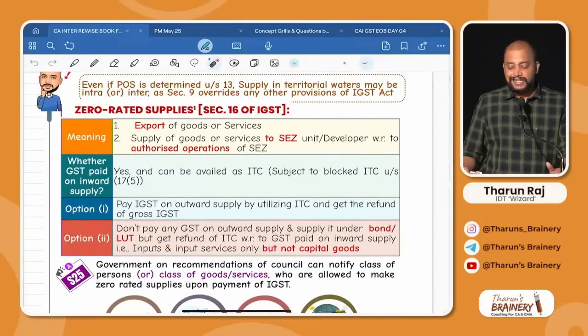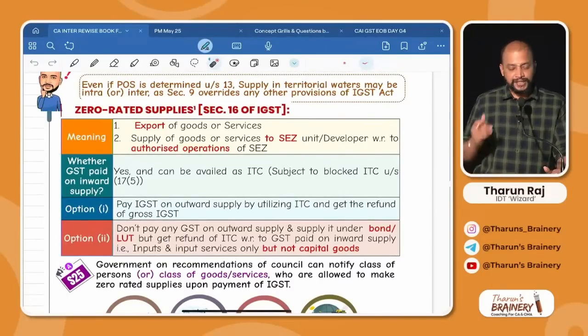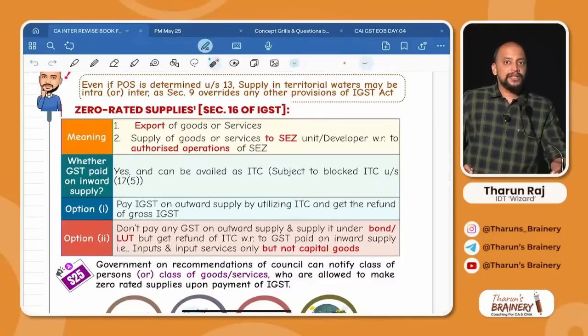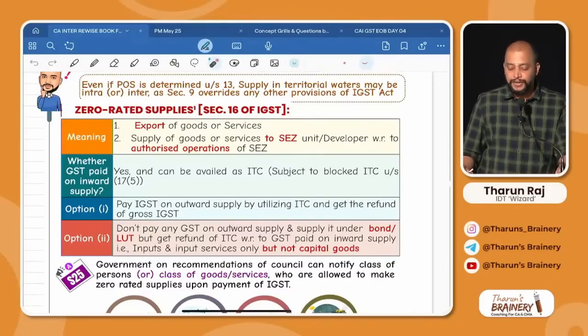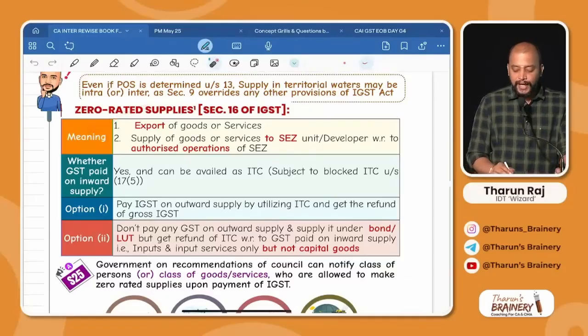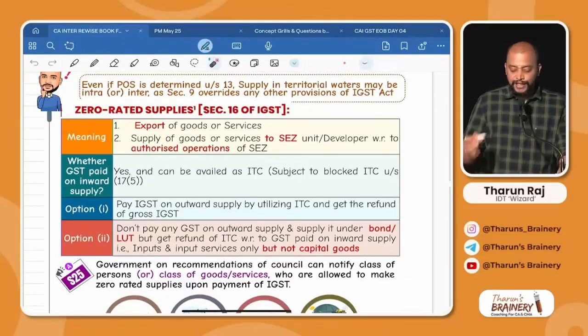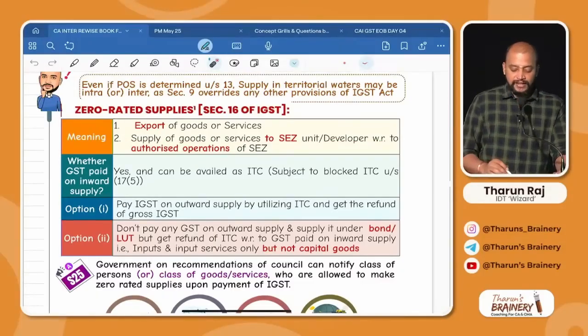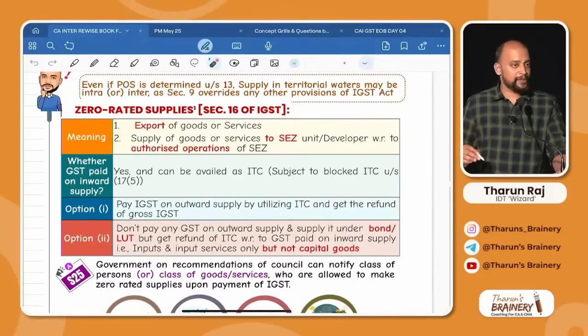What are considered as zero rated supplies under GST? So you can see that in section 16 of IGST Act, there are two supplies which are regarded as zero rated supplies. Number 1, export of goods or services. Number 2, supply of goods or services to SEZ unit or SEZ developer with respect to authorized operations of SEZ. This is called as zero rated supplies.